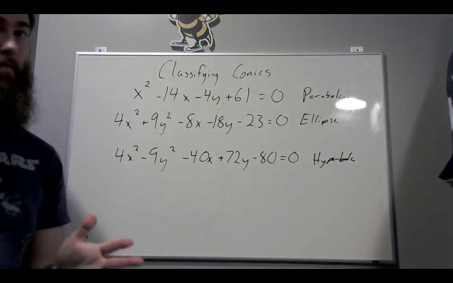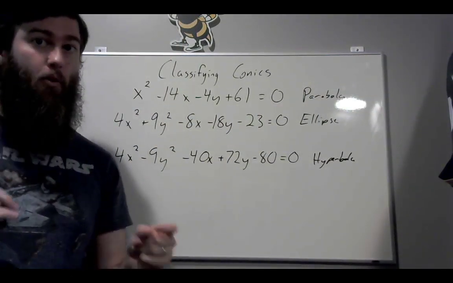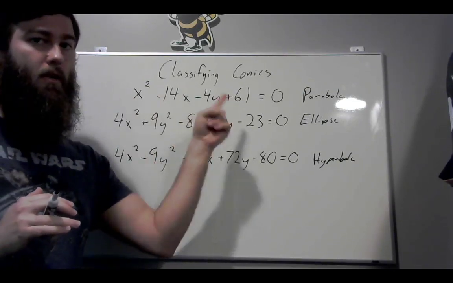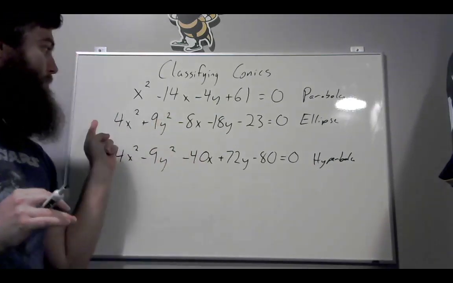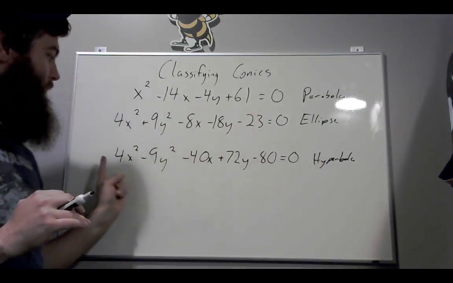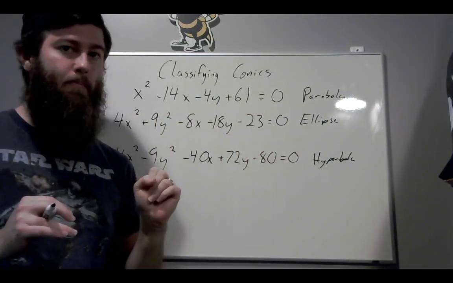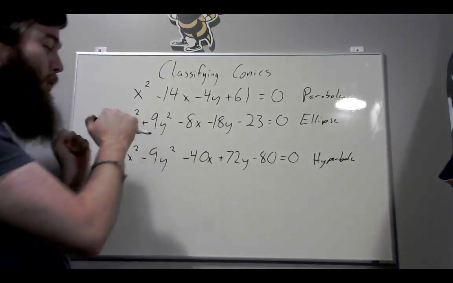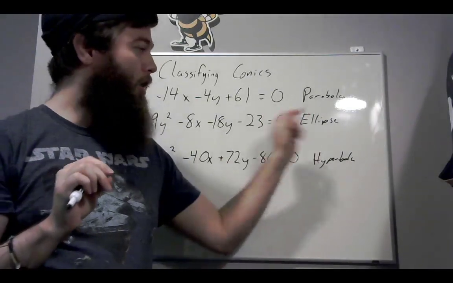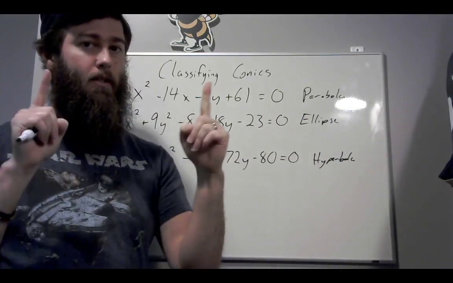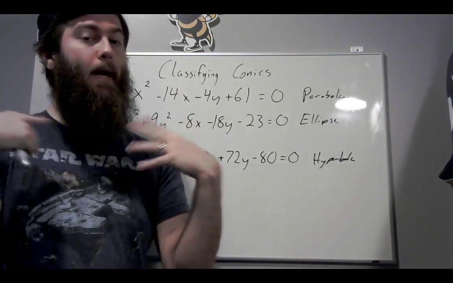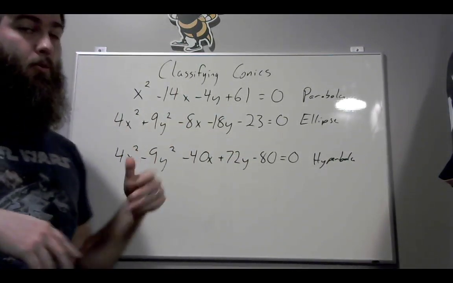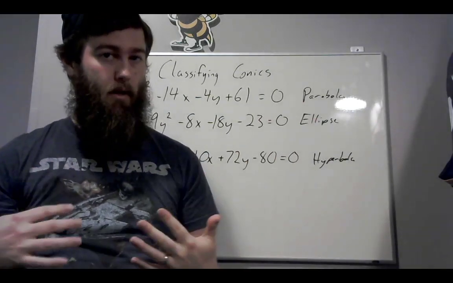So classifying them should be that quick. You look at the coefficients of your squared terms. If you're missing one of the squared terms, parabola. If both are positive, ellipse. If one is negative, hyperbola. So also understand, if both are negative values, it would also be an ellipse, because two negatives multiplied together make a positive. So again, if these two terms were both negative, it would still be an ellipse.